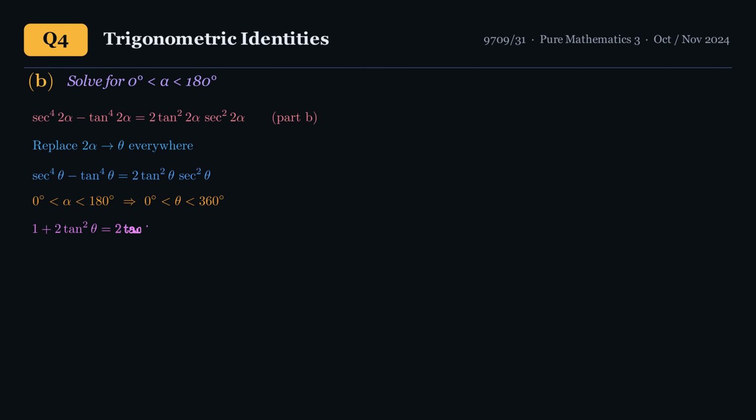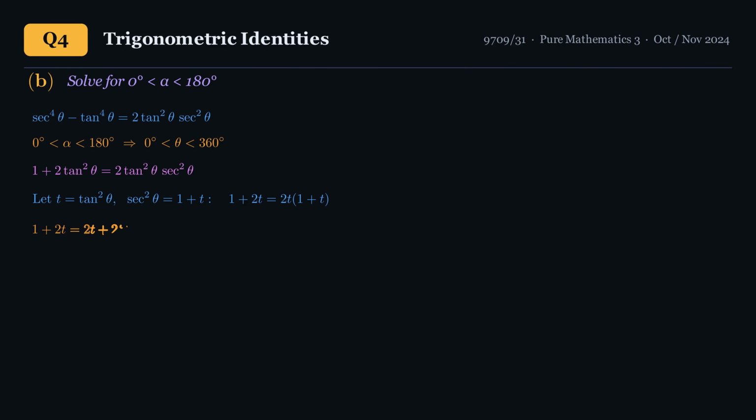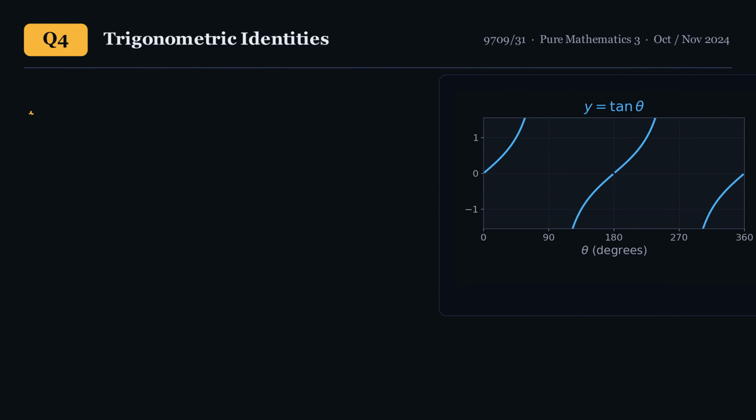Use Part A on the left-hand side. Let t equal tan squared theta, so sec squared theta equals 1 plus t. Solving gives tan squared theta equals 1 over root 2. Take square roots on both sides, remember the plus or minus sign. So tan theta equals plus or minus the square root of 1 over root 2.